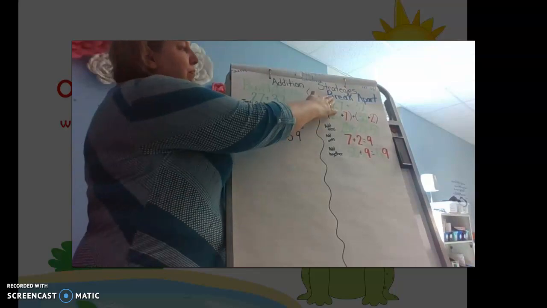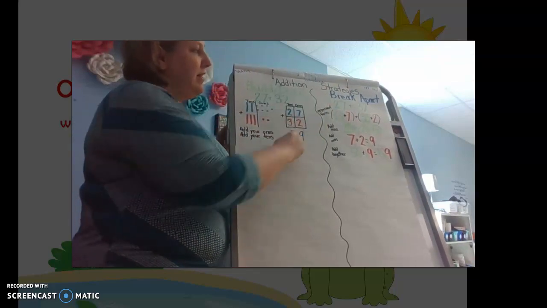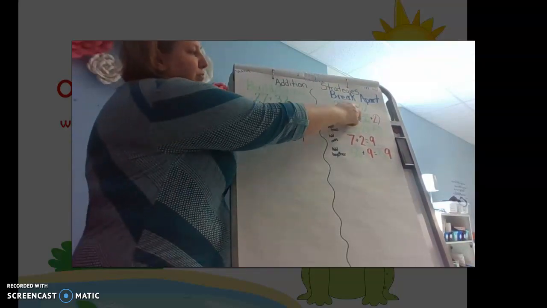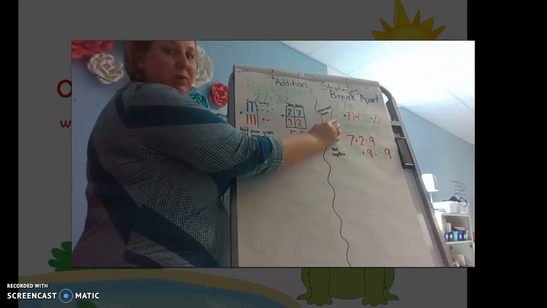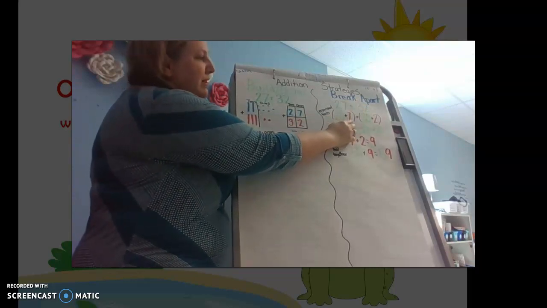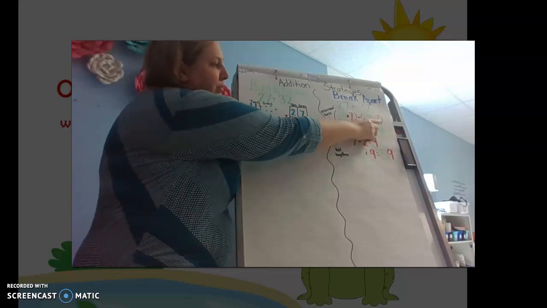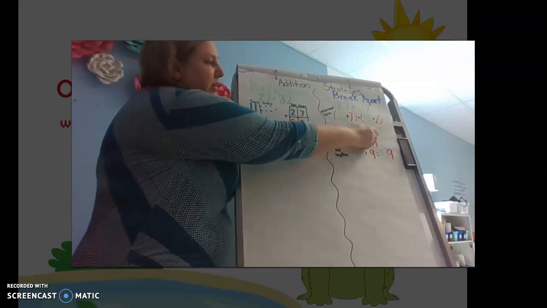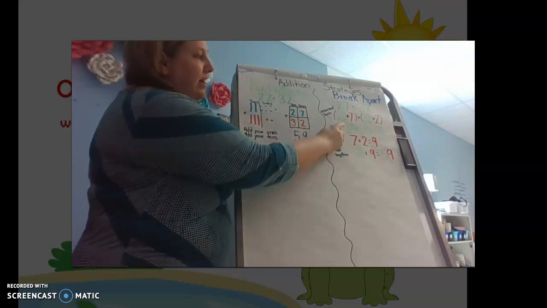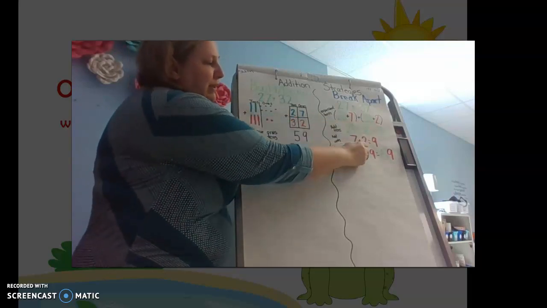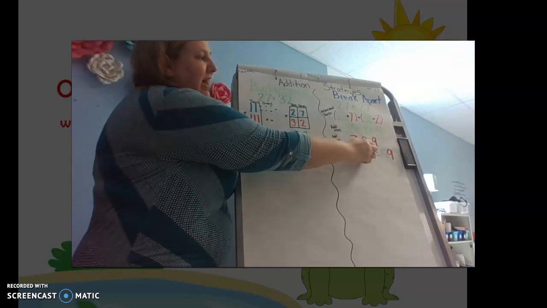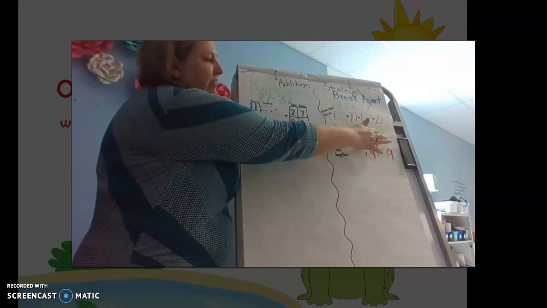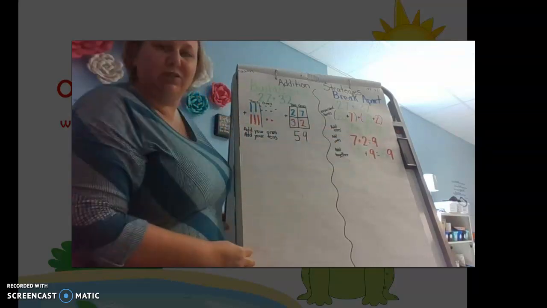We also talked about breaking apart numbers. We have 27 plus 32. Then we write an expanded form, 20 plus 7 plus 30 plus 2. Add up our tens. 20 plus 30 equals 50. Add our ones. 7 plus 2 equals 9. And then add our partial sums together, 50 plus 9, to get our total of 59.